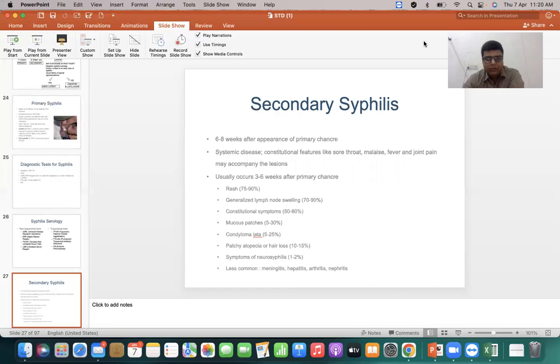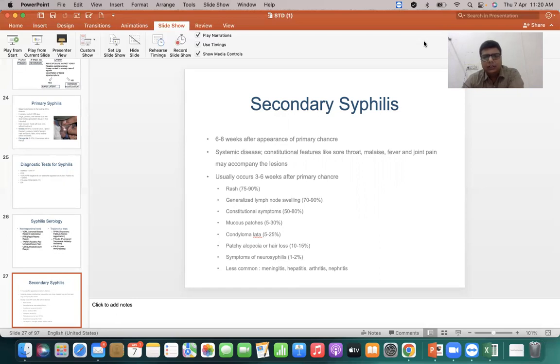Now we'll go to secondary syphilis, which occurs 6 to 8 weeks after appearance of the primary symptom. There will be systemic symptoms like sore throat, malaise, fever, and joint pain that may accompany the lesions of secondary syphilis.